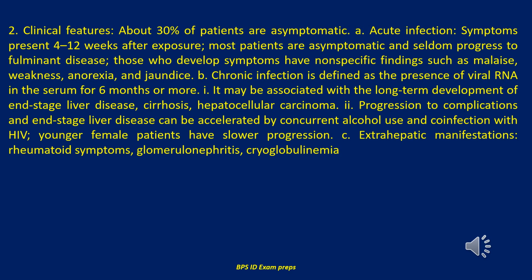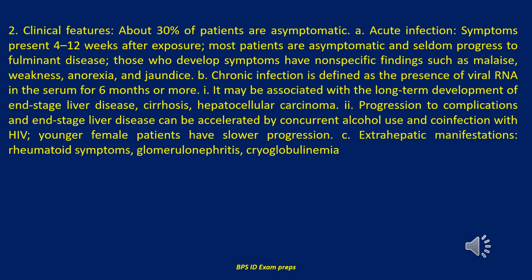A. Regarding acute infection, symptoms present 4 to 12 weeks after exposure. Most patients are asymptomatic and seldom progress to fulminant disease. Those who develop symptoms have nonspecific findings such as malaise, weakness, anorexia, and jaundice. B. Chronic infection is defined as the presence of viral RNA in the serum for 6 months or more.